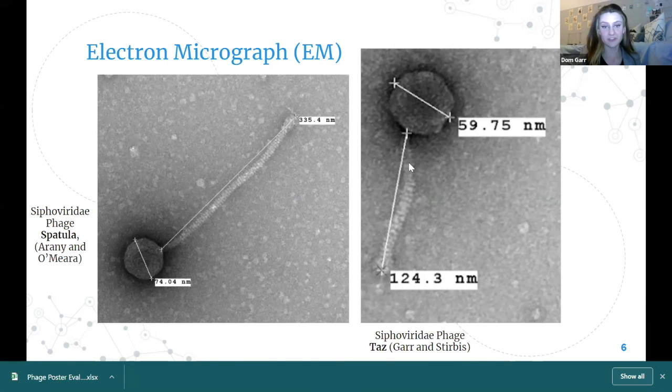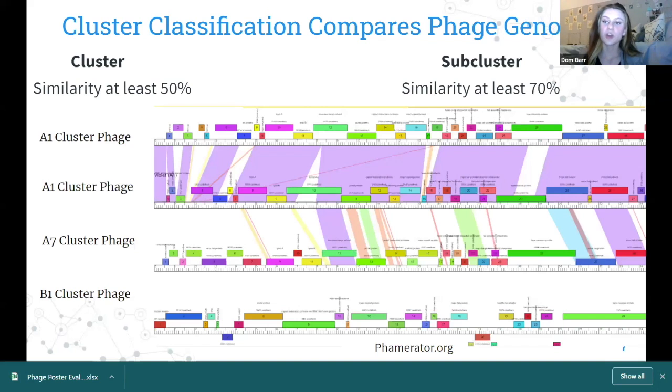Although even between two Siphoviridae, you can see that there's a lot of diversity between Spatula and Taz over here. And so you know that there's a lot more to look into even within the same morphotype, which is why we decided to look into phage DNA. So here we have looked into the phage DNA to classify what cluster it's in. And a cluster is how we group phages together based on their sequences that are within their genome.